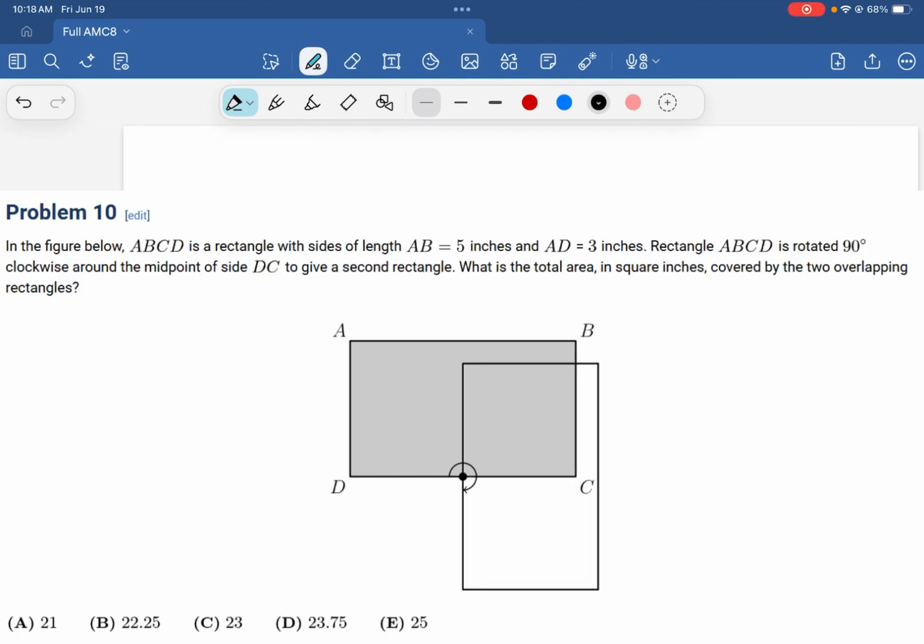Problem 9. In the figure below, ABCD is a rectangle with AB equals 5, AD equals 3. It is rotated by 90 degrees about the midpoint of DC to give a second rectangle. What's the total area of the overlap of the two rectangles?